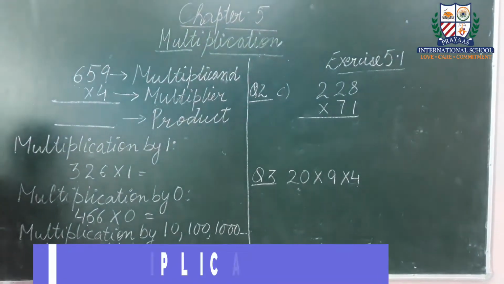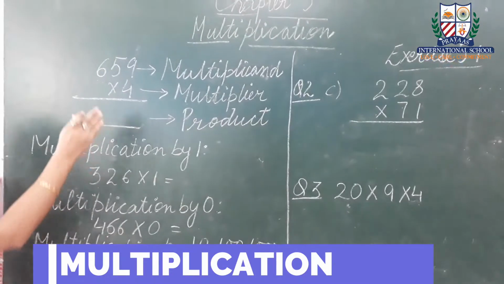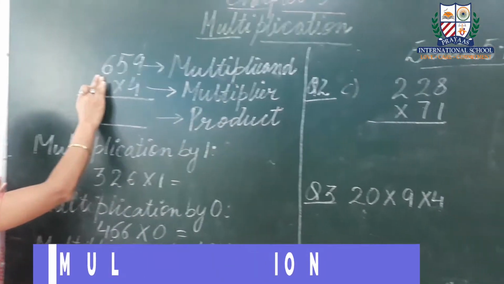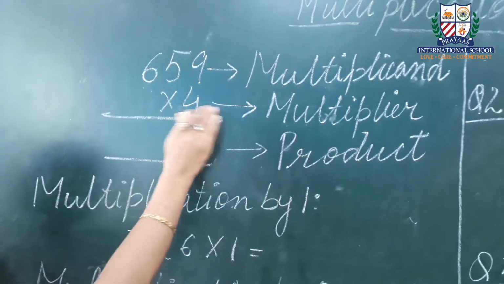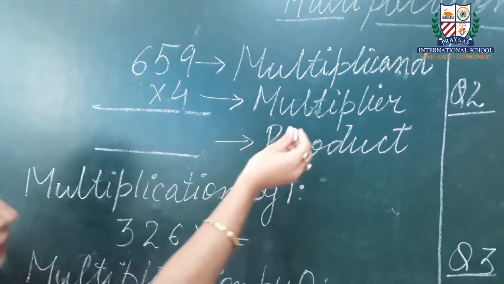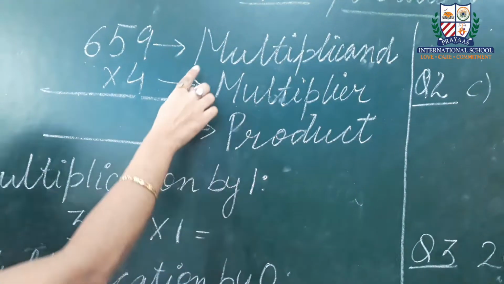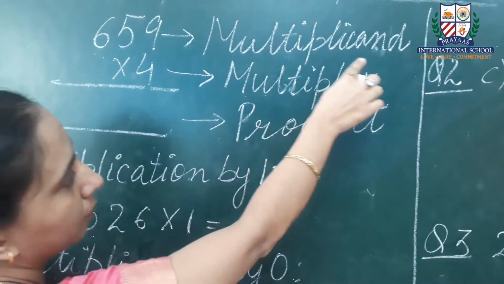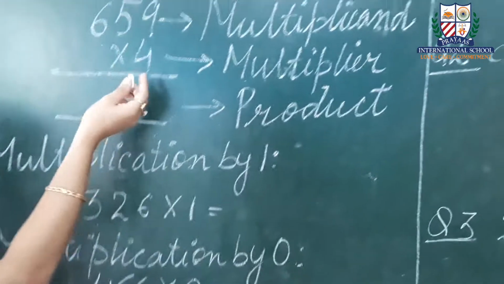Start chapter number 5, that is multiplication. So first of all, if we want to multiply 659 by 4, the smallest number by which we are multiplying is called the multiplier. And the number we multiply is called the multiplicand. Now we will solve it.